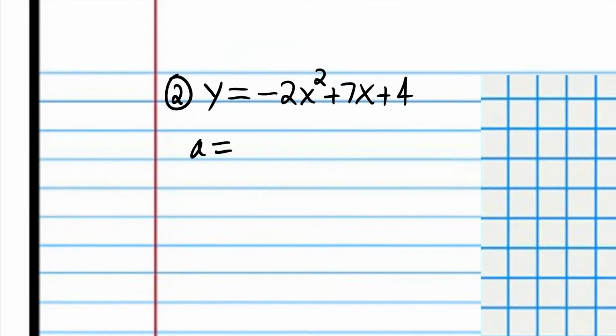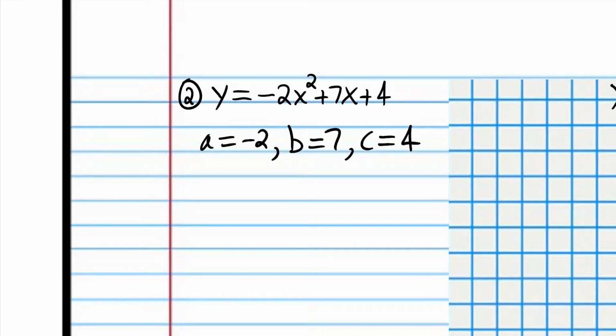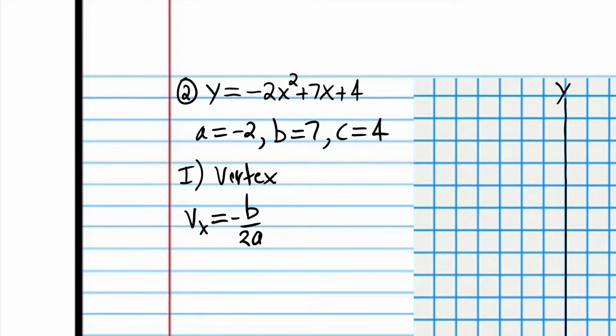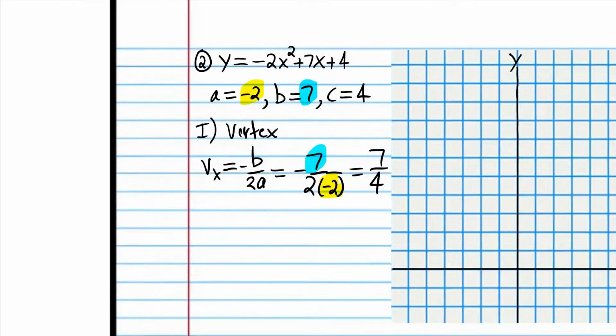So this is, again, standard form. We're dealing with standard form today. So let's label the constants. And just like I did before, I'm going to use -b over 2a. First step is to find the vertex. So -b over 2a. Plug in b. b is 7, and a is -2. So that's where I got those numbers. And then if you simplify that, you get 7 over 4.